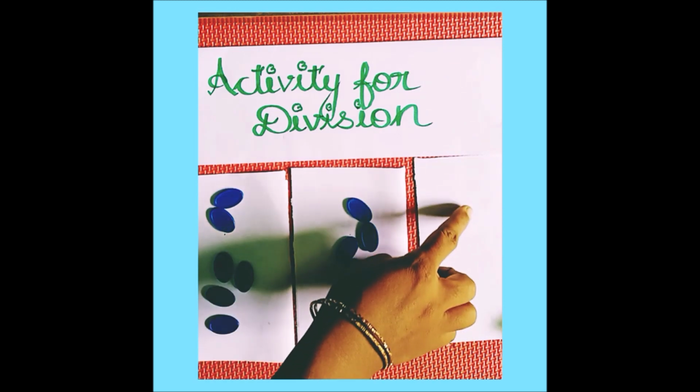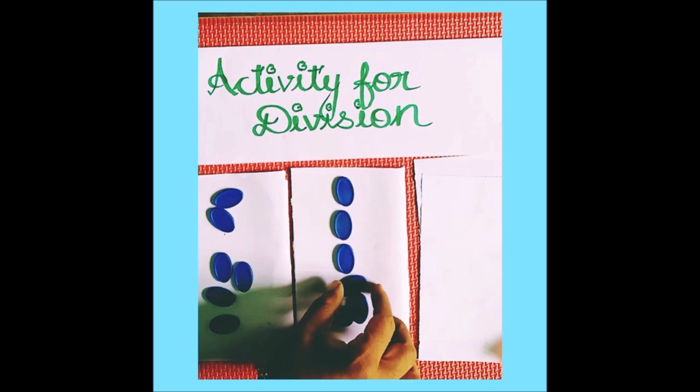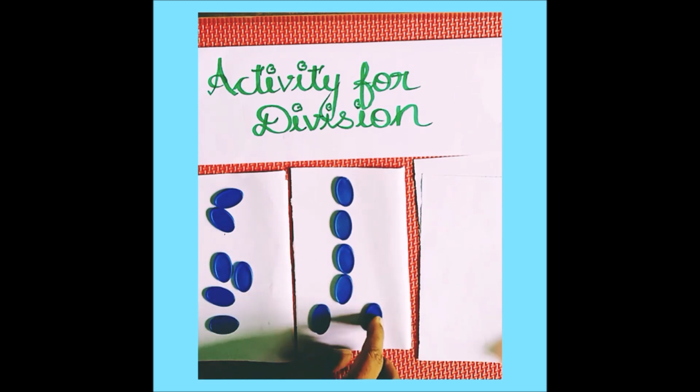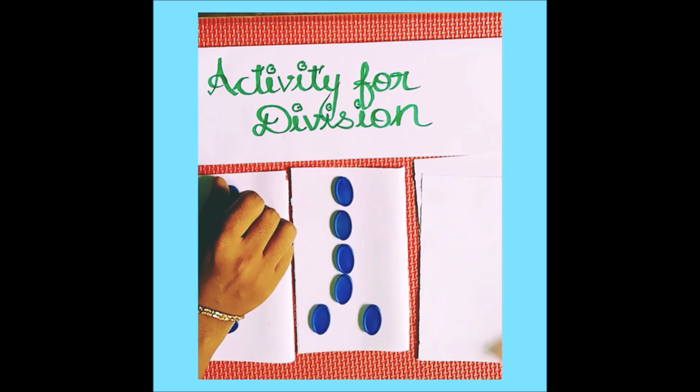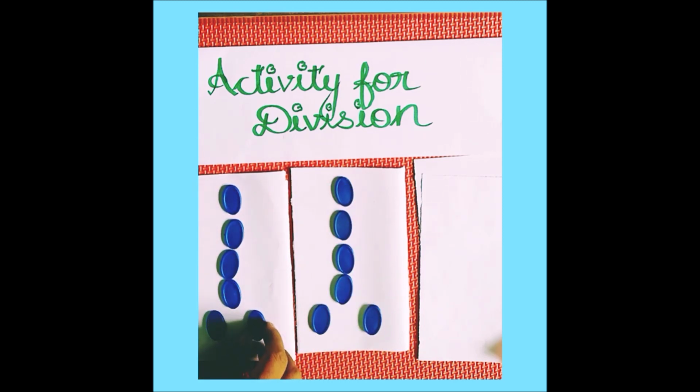Thus we are seeing there is no remaining coins. Let us count how many coins are there in each part. See here, 1, 2, 3, 4, 5, 6. 1, 2, 3, 4, 5, 6. Thus in each part we have the 6 coins.